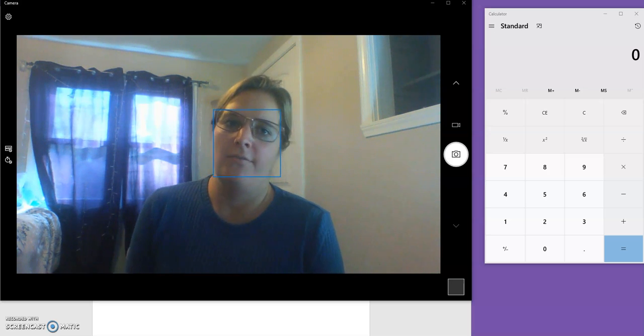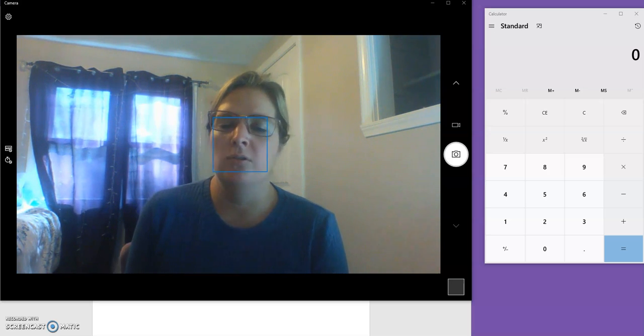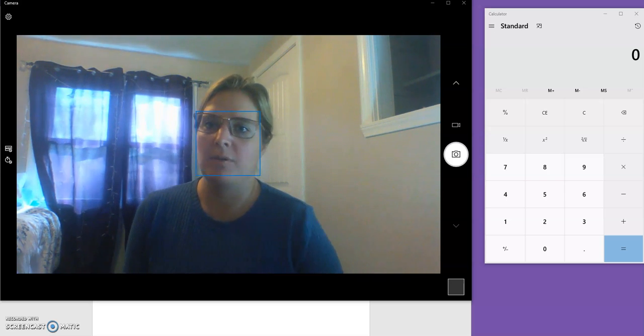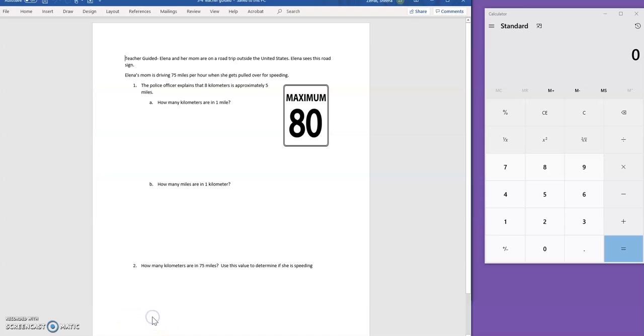In Unit 3, Lesson 4, we are going to start using unit rates to help us do unit conversions with measurement values. In this example, we are trying to decide if someone is speeding. Outside of the United States, they use kilometers as a measurement system. So Elena's mom thinks she is going underneath the speed limit because she is going 75 miles per hour and the maximum is listed as 80.